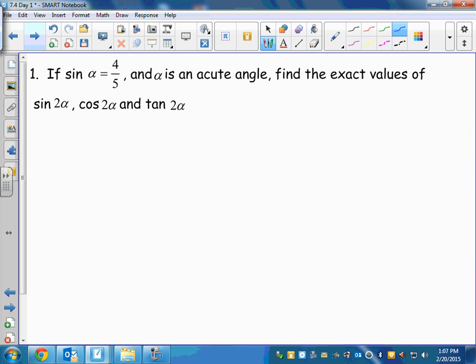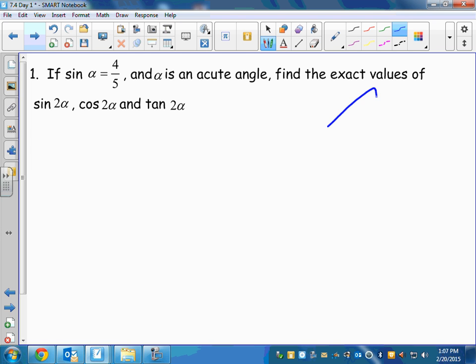So let's just do an example here. It says if sine of alpha equals 4/5, and if alpha is an acute angle, find the exact values of sine of 2a, cosine of 2a, and tangent of 2a. Which means, again, just like the ones from yesterday, if they give you a sine value and they tell you where it is, like in this case, they tell me it's an acute angle, which means it has to be in quadrant 1, so it's all positive.